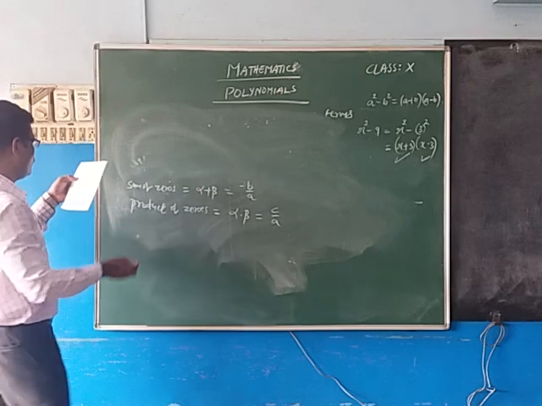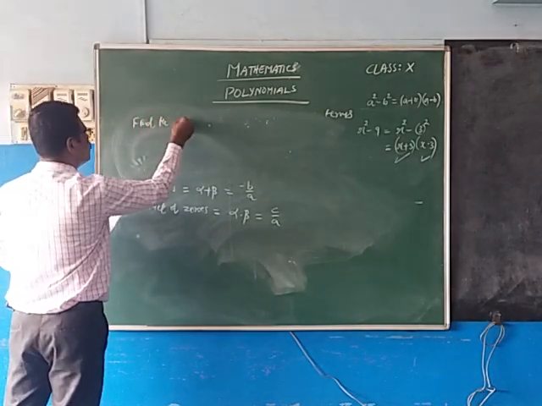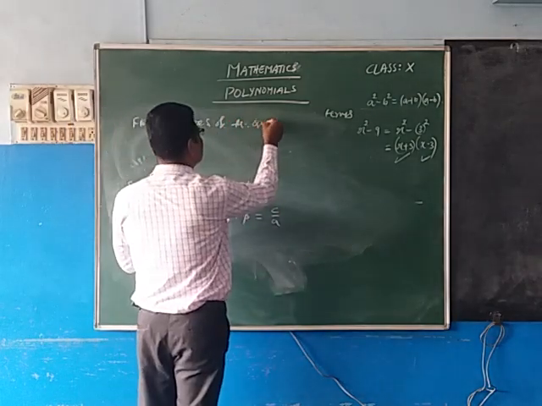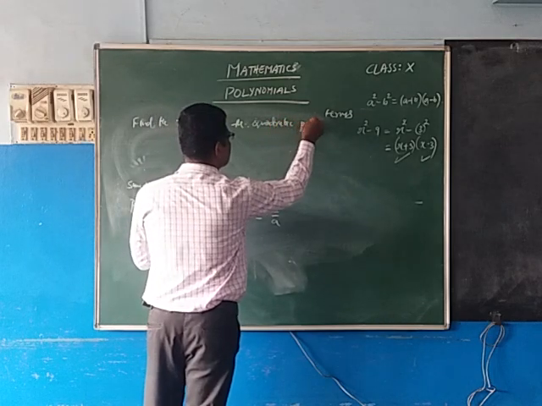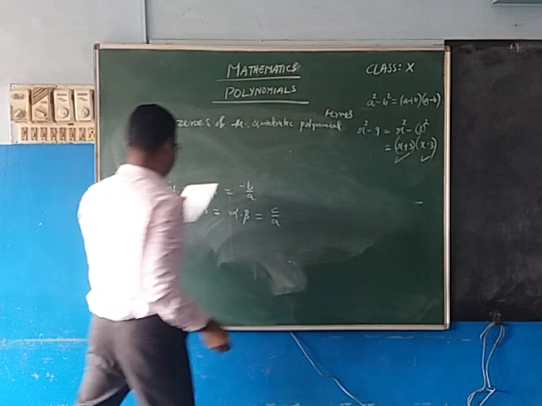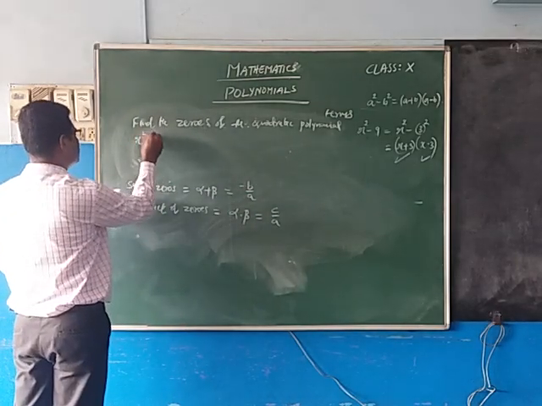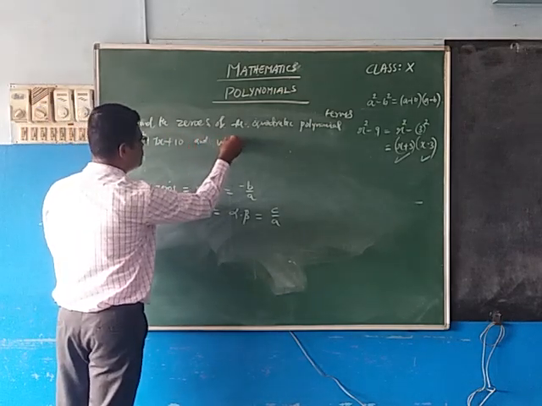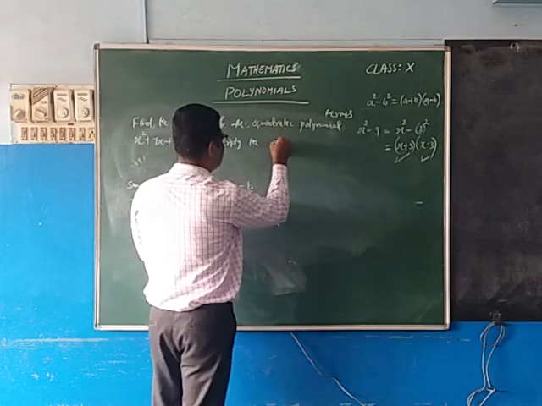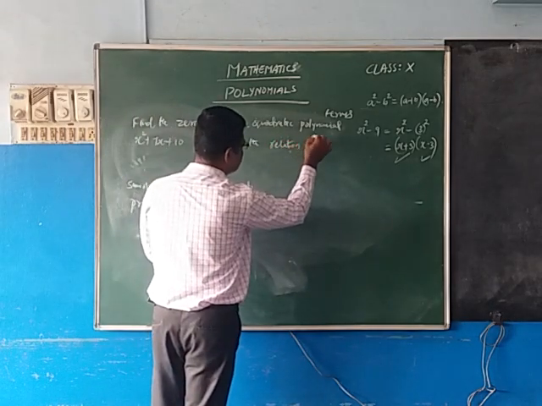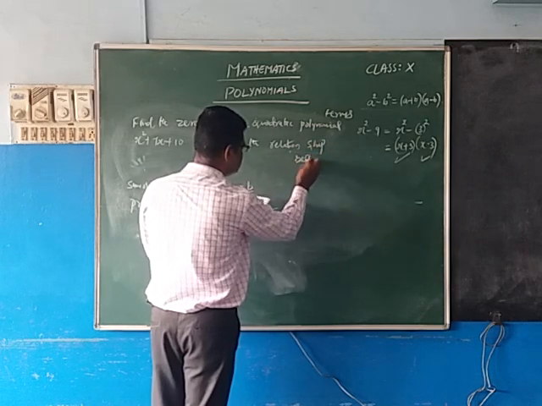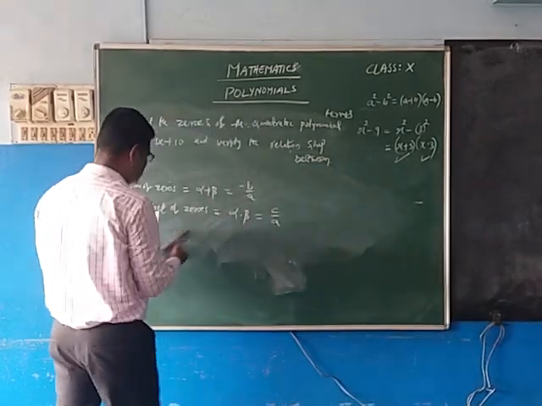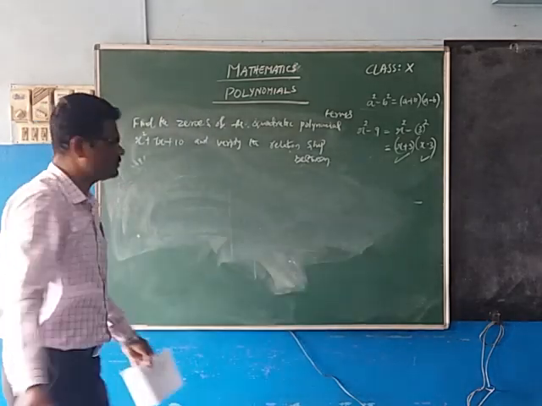So the question is, find the zeros of the quadratic polynomial x square plus 7x plus 10 and verify the relationship between zeros and the coefficients. So what is the meaning of this?